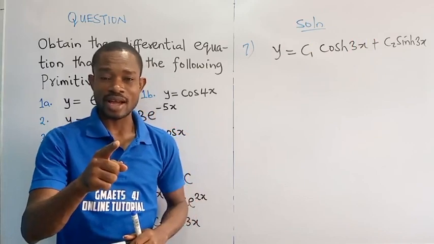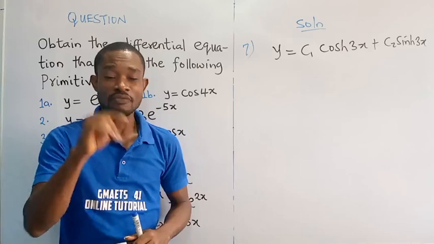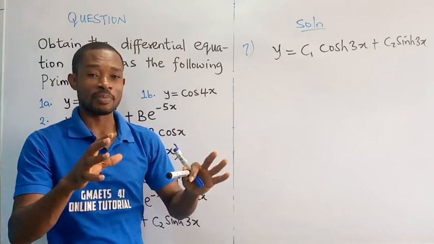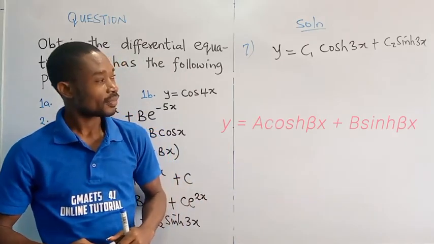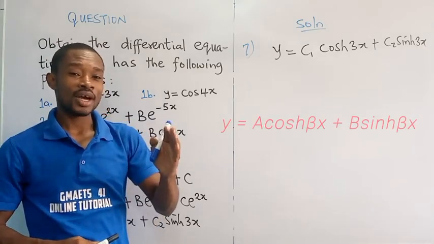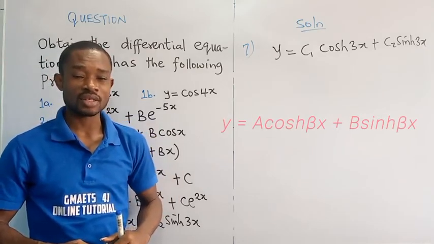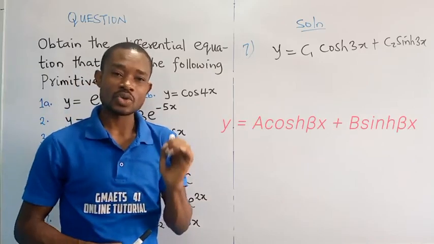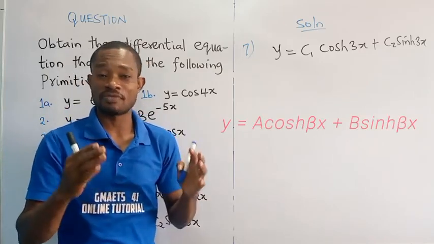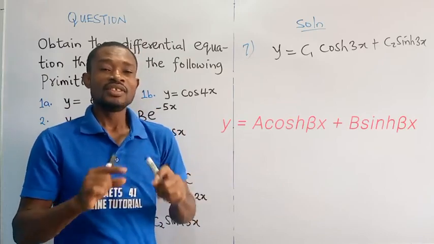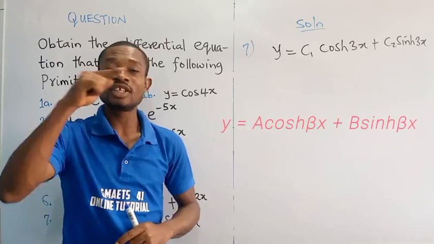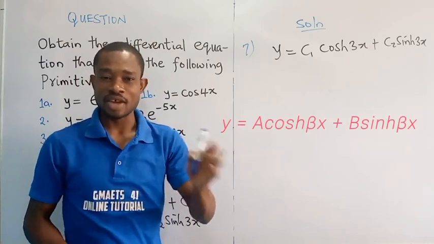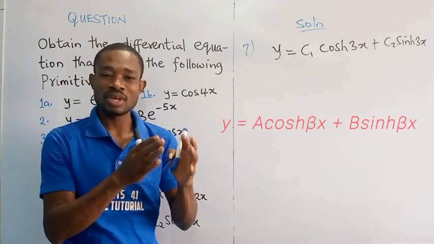Remember in that previous tutorial class, I showed you 5 solutions. The 5th one was based on this hyperbolic guy. So I'd like you to see it once again, please, as it displays on the screen. We have y equal to a cosh beta x plus b sinh beta x. Once you are exposed to a primitive that contains these hyperbolic functions, the root of the auxiliary equation of the differential equation that has this solution is obtained from that beta. That beta is what makes up the root.